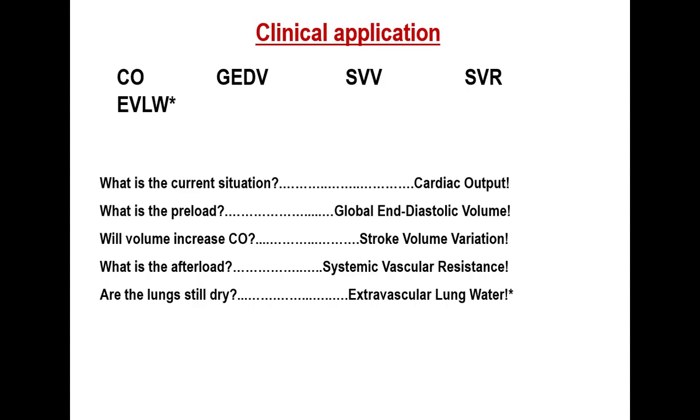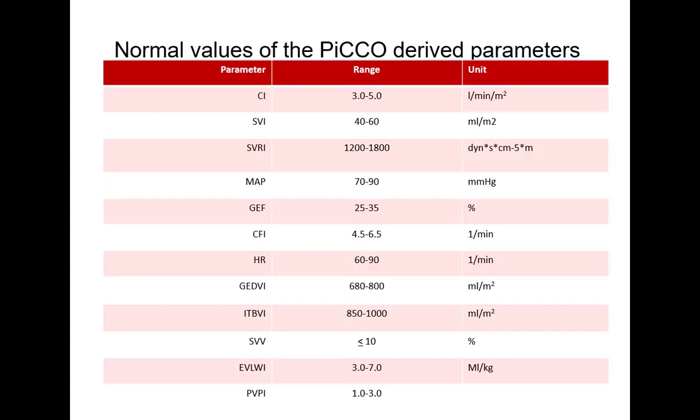What is the current situation based on cardiac output? Is the heart pumping well or not? What is the preload? Global end diastolic volume is the surrogate for preload. Will giving volume, the most important question, increase the cardiac output? Again, stroke volume variation. What is the afterload? The systemic vascular resistance. Are the lungs dry? A very important question for us. Extravascular lung volume. And these are the normal range of the values. Extravascular lung water is 3 to 7 ml per kg.